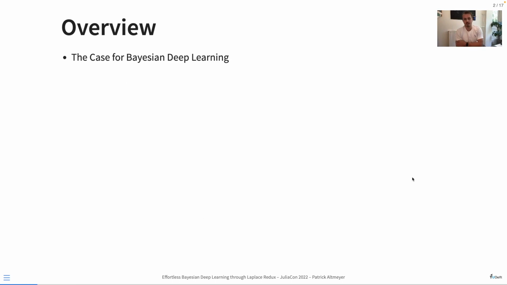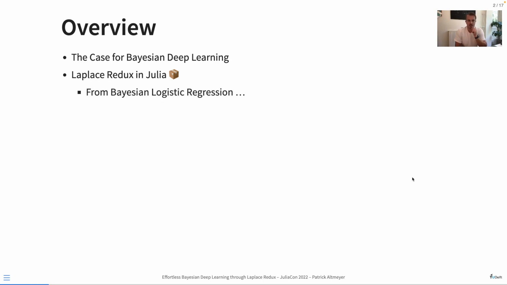I'll start off by making the case for Bayesian deep learning. Then I'll introduce a small package I built by first starting from Bayesian logistic regression and then moving on to Bayesian neural networks. And finally, I'll also set out some goals and ambitions for this package.